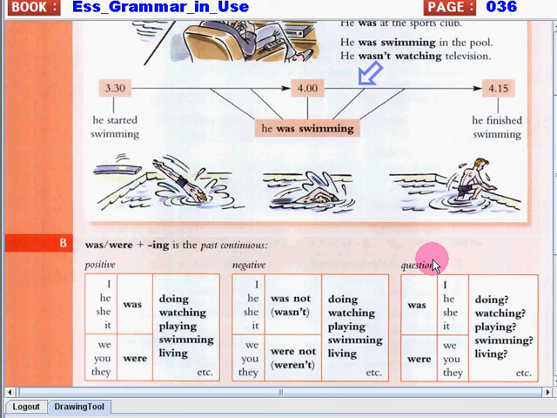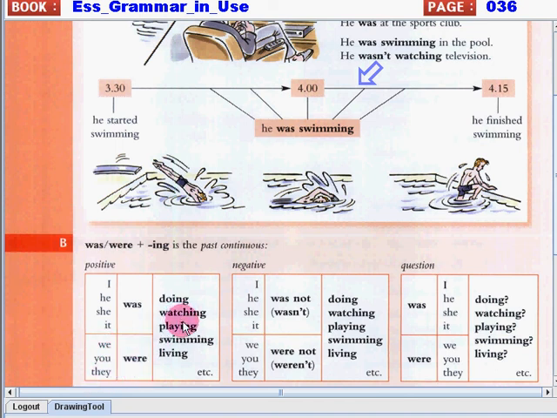So, for the positive sentence, of course, we have our subjects, and then our be verb in the past tense, and verb in present tense plus ing. Let's read the following. I was doing. He was doing. She was doing. It was doing. And so on. For the plural form, we were doing. You were doing. They were doing.